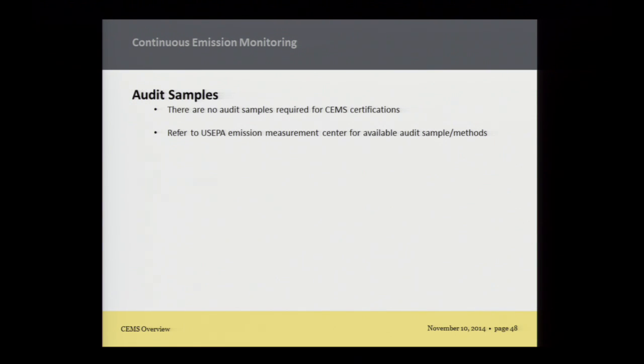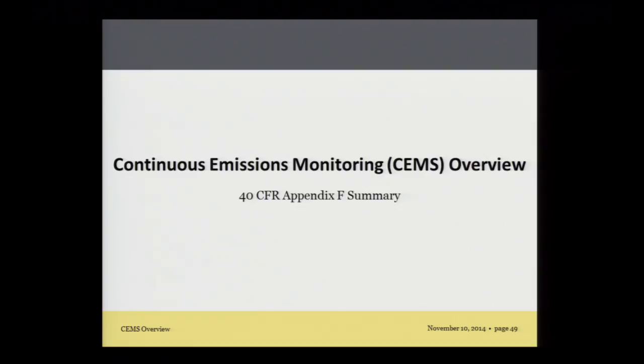There are no audit samples required for CEMS, so I put this slide in here. Refer to US EPA Emission Measurement Center for available audit samples and what methods. So typically your audit samples are going to be on your performance tests. I think especially around species like HCl and others where you can get some contamination, they want to see some audit samples. So if you ever have any questions, that's where to go, is the Measurement Center. Go look up the methods.